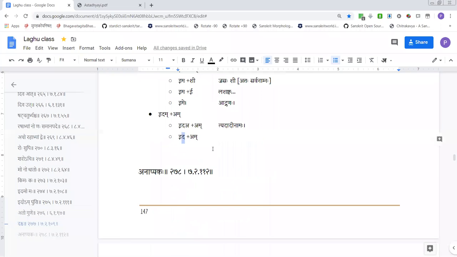Either here, ato gune, and then dascha. By dascha, ima, ima plus am. Ima plus am you will get by dascha sutra. So you got ima, and then again here you apply ato gune, you will get imam. So this is also ato gune. So imam, this is the rupa siddhi.